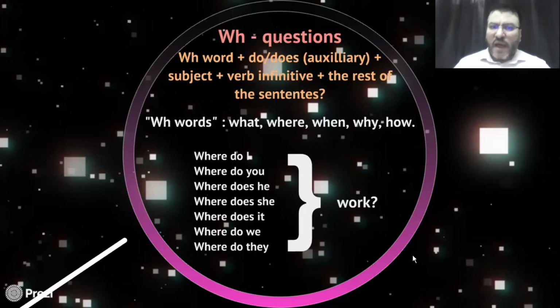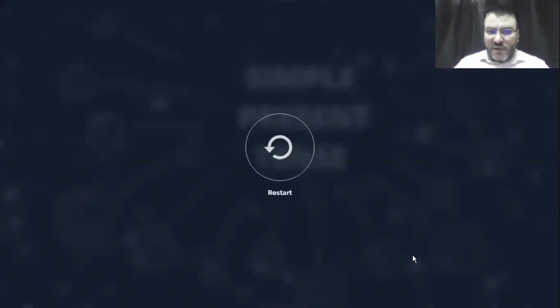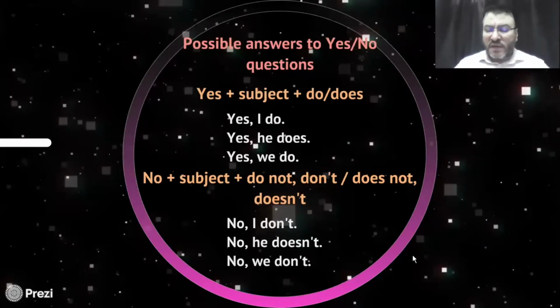Okay, and the answer to where do I work is, I work in, and you mention the place. Where does he work, أين يعمل. Where does he work, he works, and then in, and you mention the place. Okay, by reaching this point we are done with the present simple today.